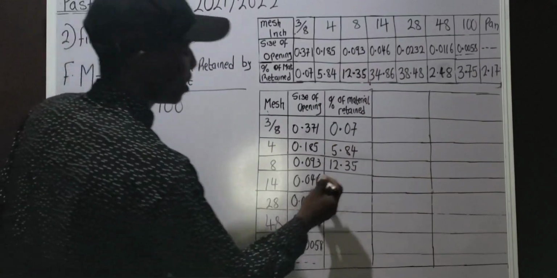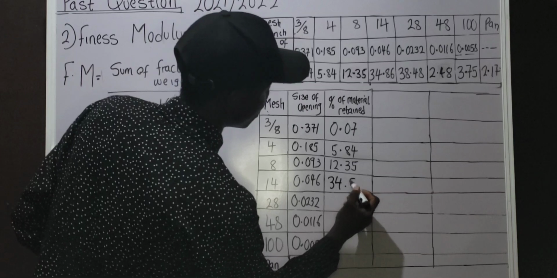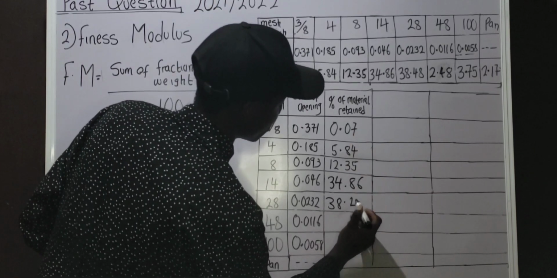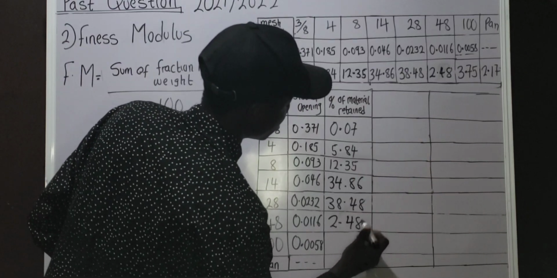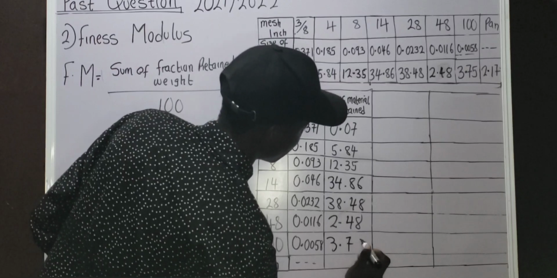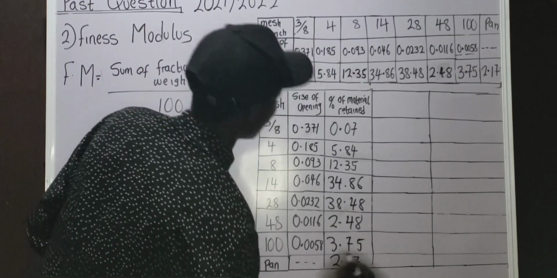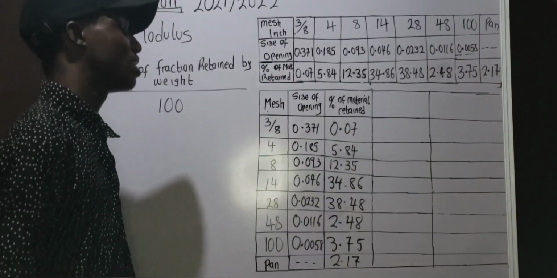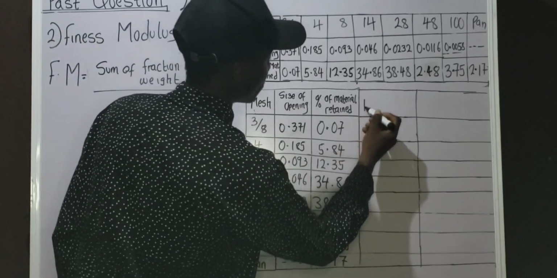So for this 12.35, this will be 34.86. This will be 38.48. This is 2.48. And this is 3.75. And for the last one, I have 2.17. So I've already written the percentage of material retained in this column also. So now I'm going to have my multiplying factor in this column.